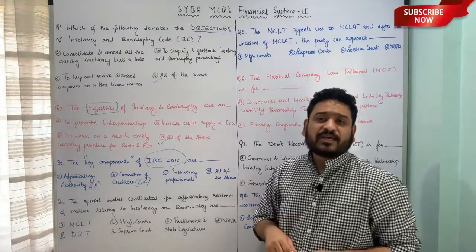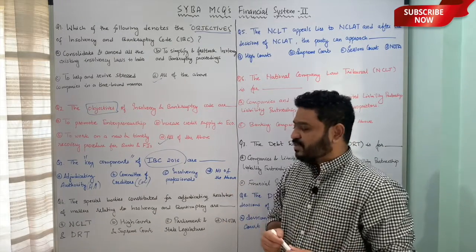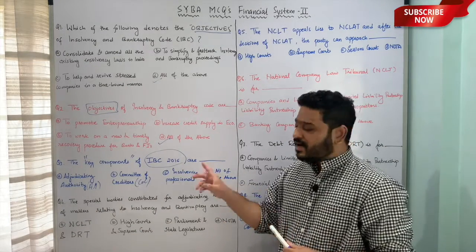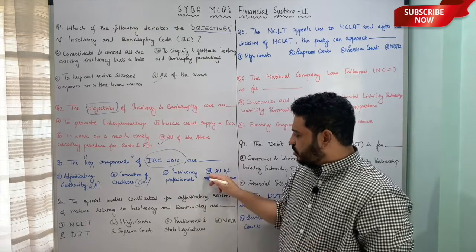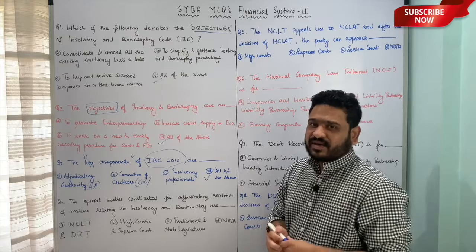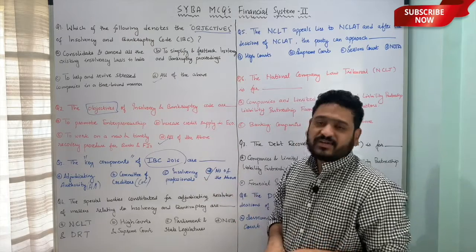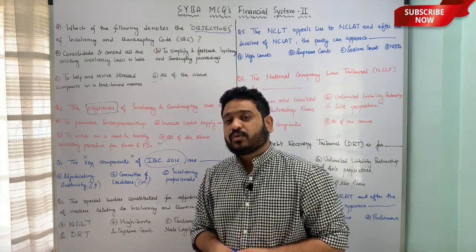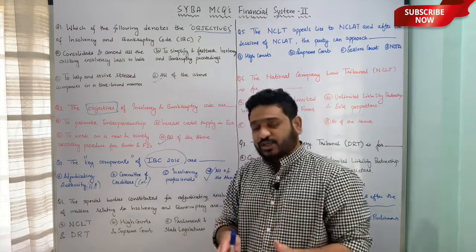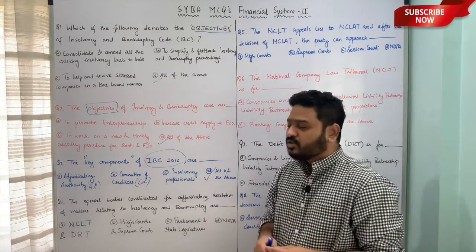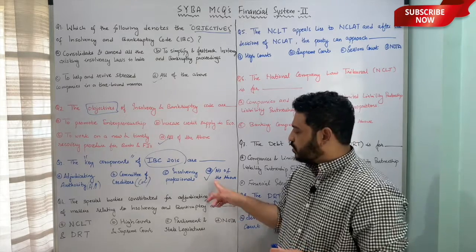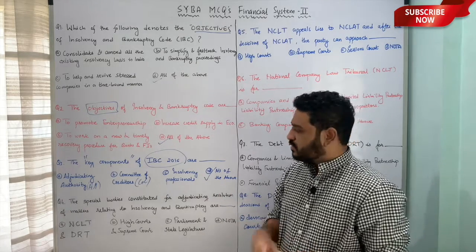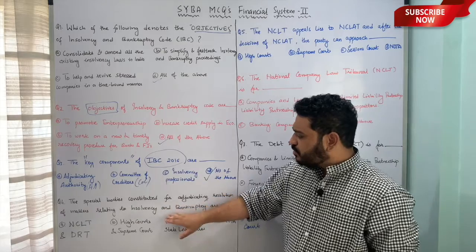So here the key components of Insolvency and Bankruptcy Code 2016 are denoted by all these 3 options, that is A, B and C, and hence option D, all of the above, is the correct answer. That means the key components are adjudicating authorities, committees of creditors, and also the insolvency professionals. I hope the question is clear. Let us now move to the next one.